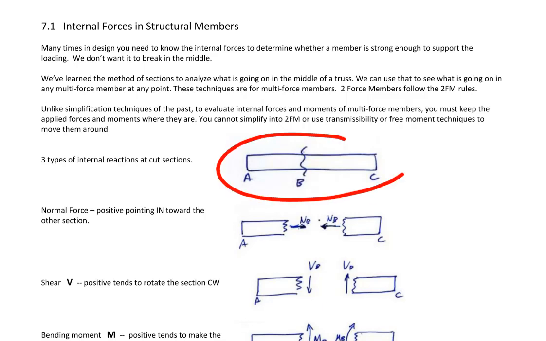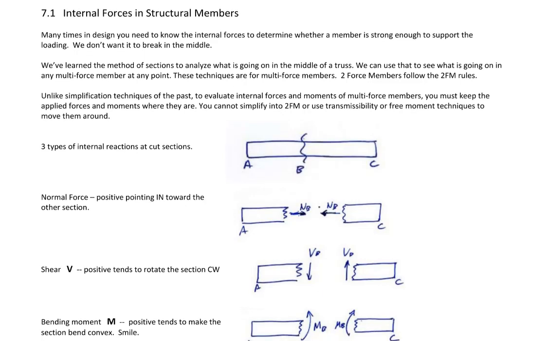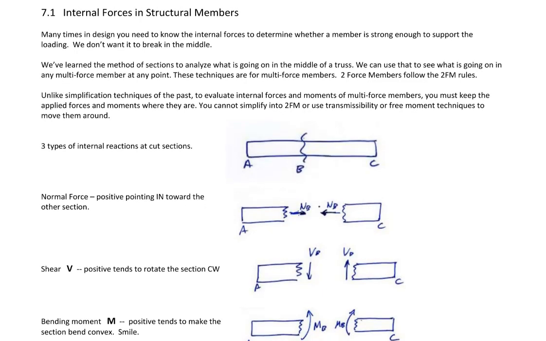All right, so let's assume that we have a beam here and we want to find out what's going on in the middle. There are three forces that are occurring in the middle of a beam. First of all, there may be a normal force, and a normal force will be pulling away or this way. It could be in compression as well. Maybe there's also a vertical force, and this is called shear.